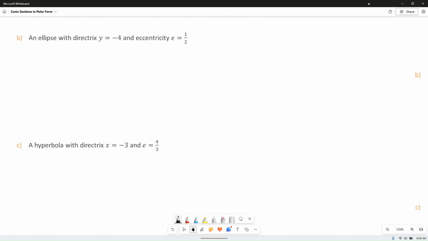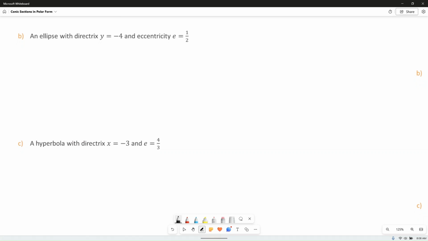This time we have an ellipse, and we know the directrix is y equals negative 4, and the eccentricity is a half. Well, just first, really quick, since the eccentricity is a half, just to make sure that this matches up, 1/2 is less than 1, and we know that if the eccentricity is less than 1, that is an ellipse. So that eccentricity does actually match that this is an ellipse. Okay. So let's go ahead and just sketch a quick graph of the ellipse, and then we'll try and figure out the equation.